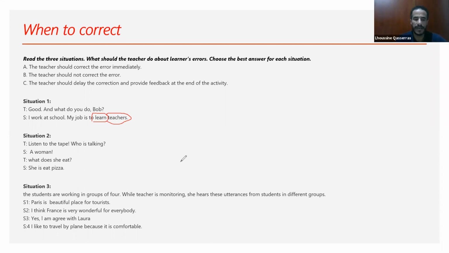So student number 1, Paris is beautiful place. What's the mistake? The mistake is Paris is a beautiful place for tourists. Good. Article. Beautiful. Yeah, beautiful. So indefinite article. I think France is very wonderful for everybody. Is there a mistake? No mistake. Good. Yes, I am agree. So with the to be. Okay, the problem. I like to travel by plane because it is comfortable. Is there a mistake?